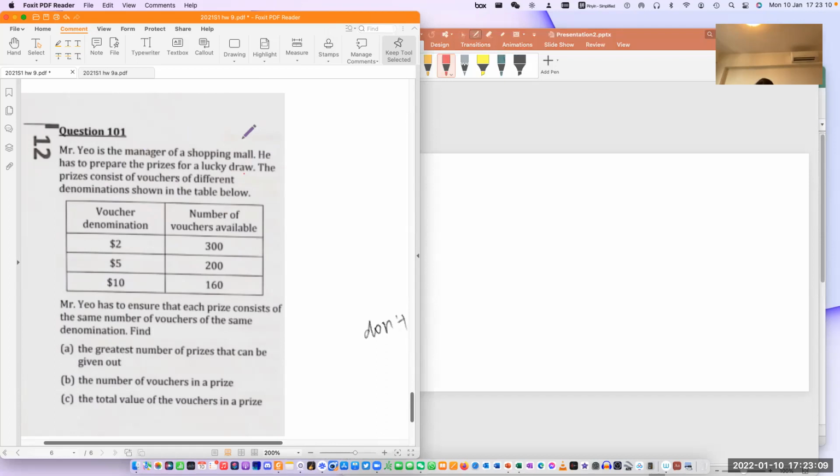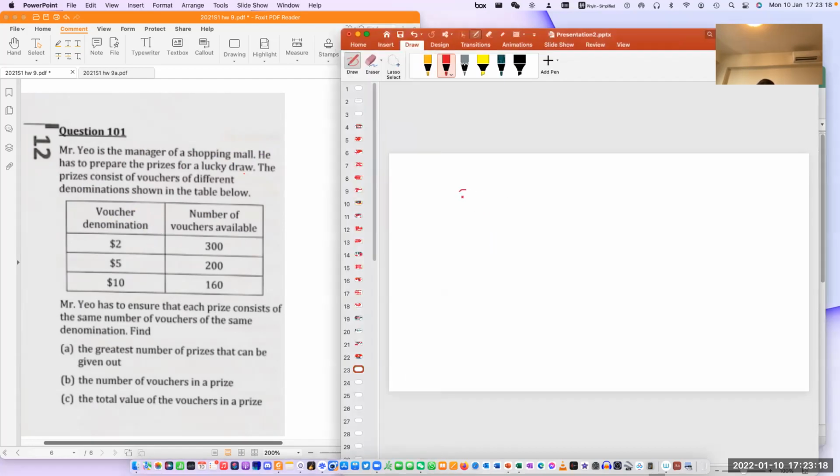So it says a shopping mall has to prepare the prizes of a lucky draw, and the prizes are consult vouchers. So you have these voucher denominations. Basically you have $2, $5, and $10 vouchers. You don't have 2.5. So let's say you cannot give out 2.5, but you can give $7. You know why?